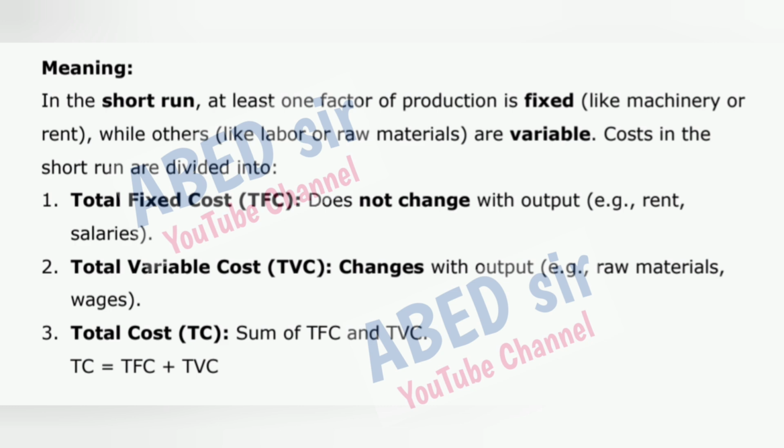Costs in the short run are divided into: 1. Total fixed cost, TFC, does not change with output, for example, rent, salaries. 2. Total variable cost, TVC, changes with output, for example, raw materials, wages. 3. Total cost, TC, the sum of TFC and TVC. TC is equal to TFC plus TVC.